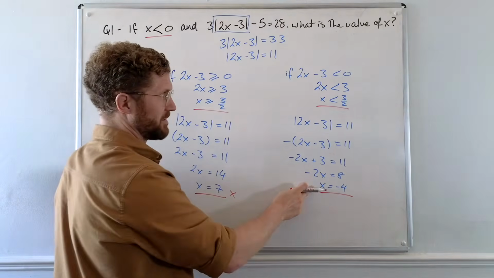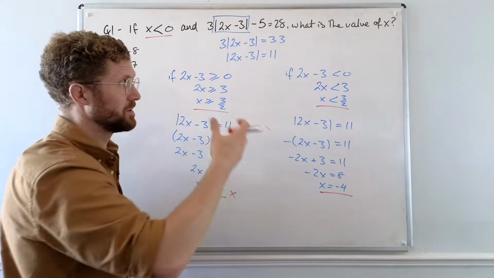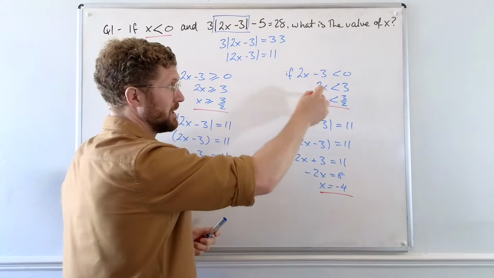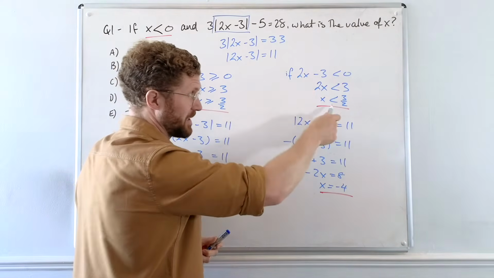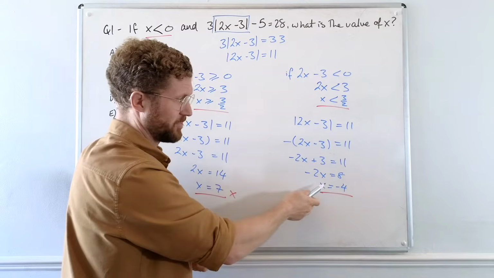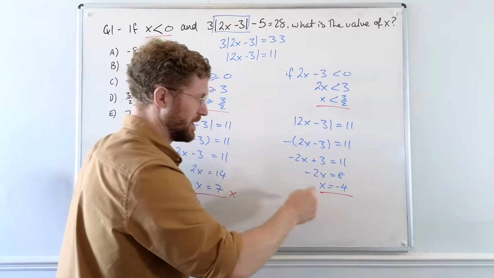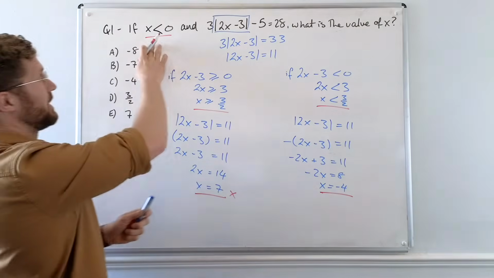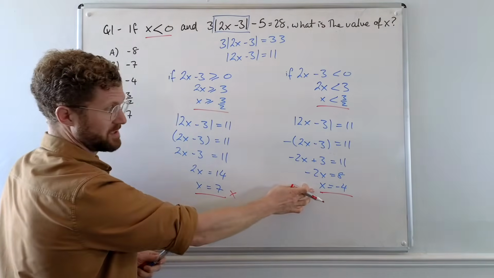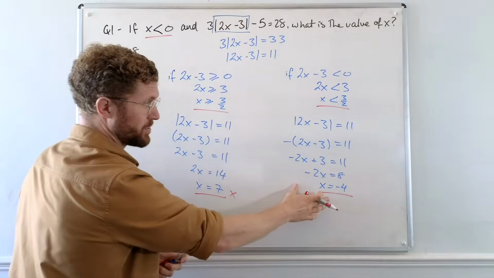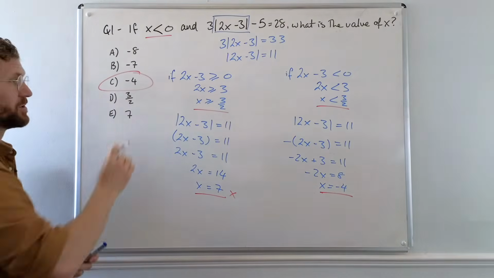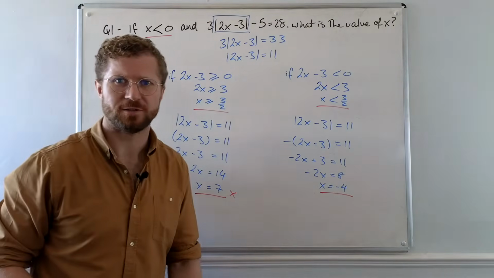Is x equal to negative 4 consistent with the condition that we used to come down this path? Yes, because we come down if x is less than 3 over 2. Well, x is negative 4 is definitely less than 3 over 2, so we're good on that front. x is less than 0, well, negative 4 is definitely less than 0, we're okay there, which means that x is negative 4, or C, is the answer to this question.